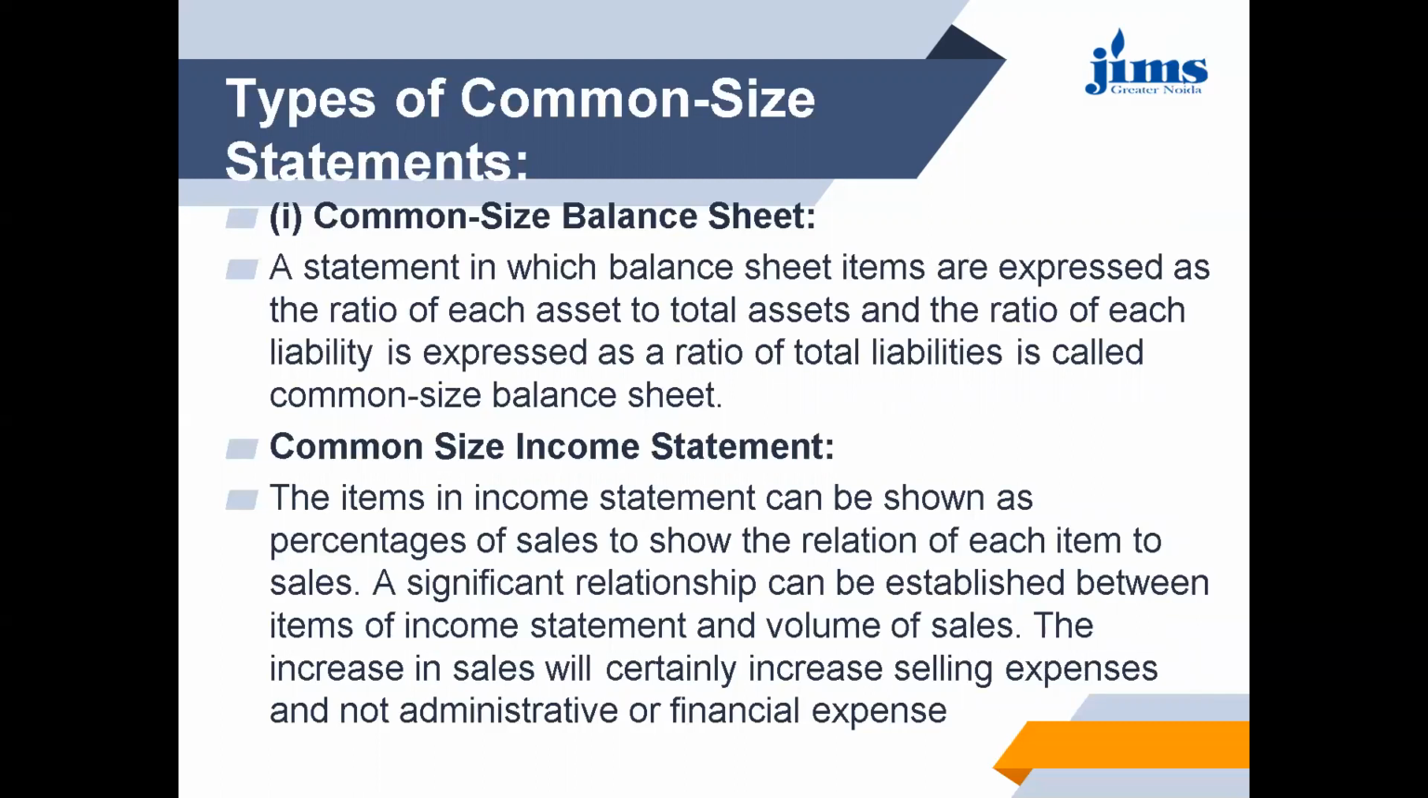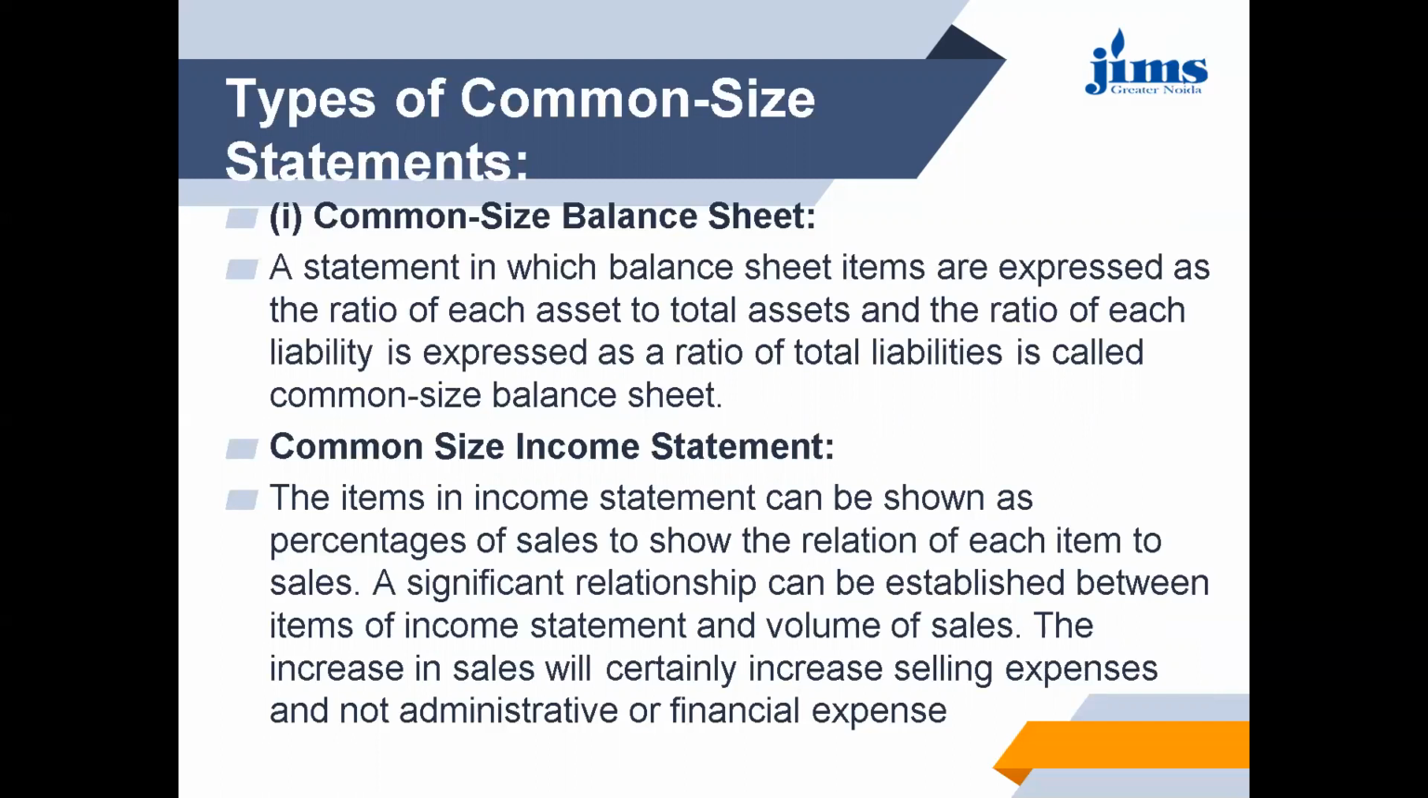So basically, one item is taken as common and all the other items are calculated on the basis of that common item. In the income statement, we take net sales as the common base. We take it as the base and all the other expenses or income will be calculated on the basis of net sales.